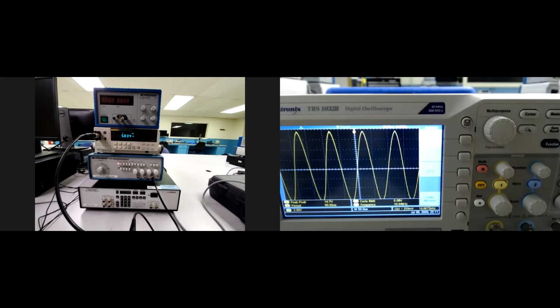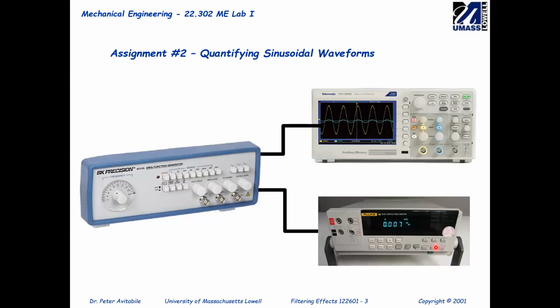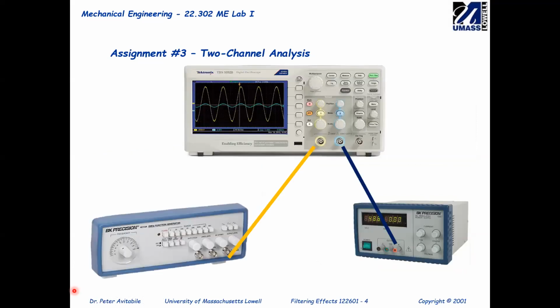Okay. Now that was the end of assignment number 2. I'm gonna go back to my PowerPoint presentation, and I'm gonna show you how we're gonna set up for assignment 3. In assignment 3, the 3 instruments that we're gonna use is the oscilloscope at the top, and on channel 1, we're gonna connect one cable coming from the function generator and another cable to channel 2 coming from the power supply. Okay, that's what we're gonna have.